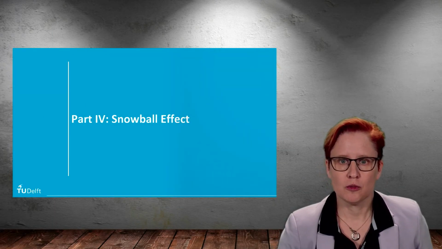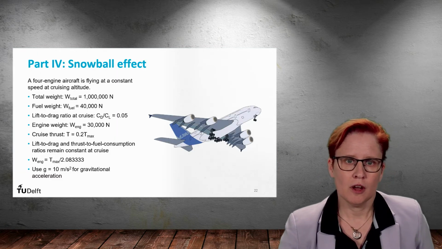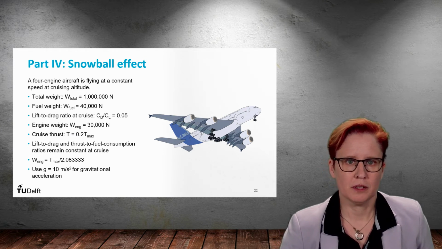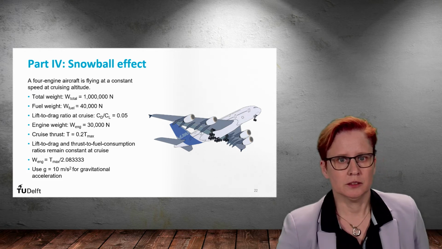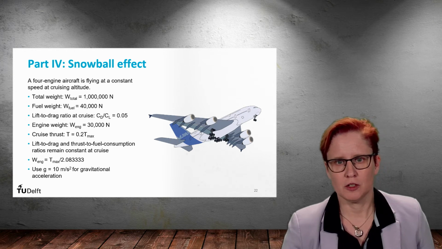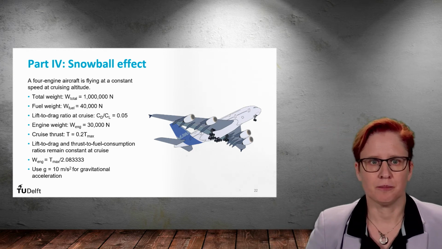Now we're going to look at the snowball effect. To look at the snowball effect, consider a 4-engined aircraft flying at a constant speed at a cruising altitude. All the data for the aircraft is here. I don't believe in reading off a slide, so I'm not going to read all the data, but you can leave it up because if you work with friends, it's useful to have a slide where you're all working off the same set of data.